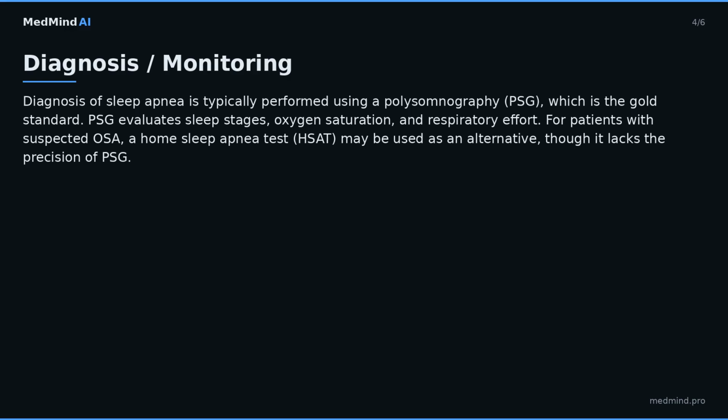the precision of PSG. Diagnostic criteria include a respiratory quotient, RQ, greater than 1.0, a respiratory effort index, REI, greater than 1.0, or a sleep apnea hypopnea index, SAHI, greater than or equal to 15 events per hour. Oxygen saturation should be less than 90% during sleep, and the presence of daytime sleepiness or hypoxemia is also important.